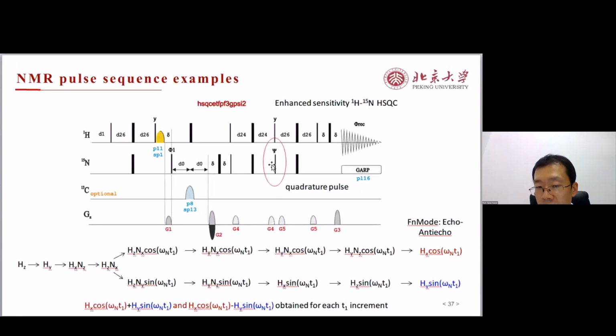But if the phase of the quadrature pulse is changed by 180 degrees, then at the end you will get Hx cosine minus Hy sine, instead of, as previously, Hx cosine plus Hy sine. So now we have this plus and minus. Now you can see it's possible to combine these two to get each individual component, Hx cosine and Hy sine, separately. In this way, it achieves quadrature detection.